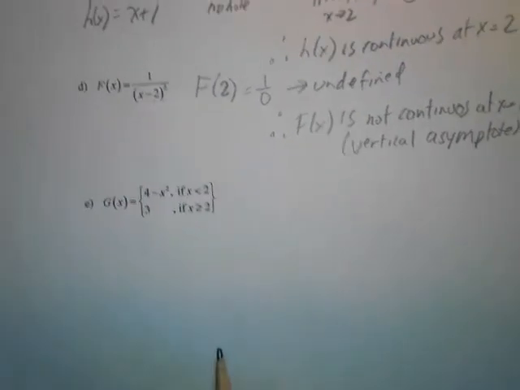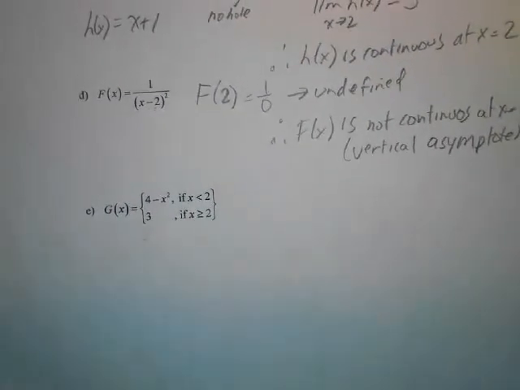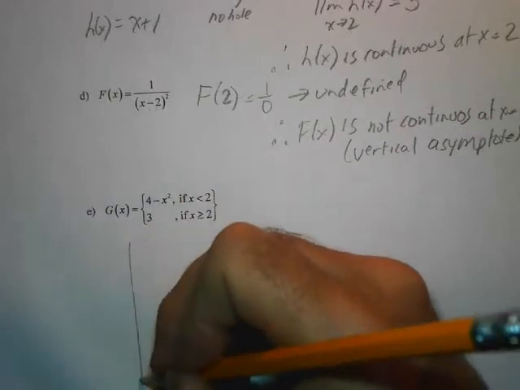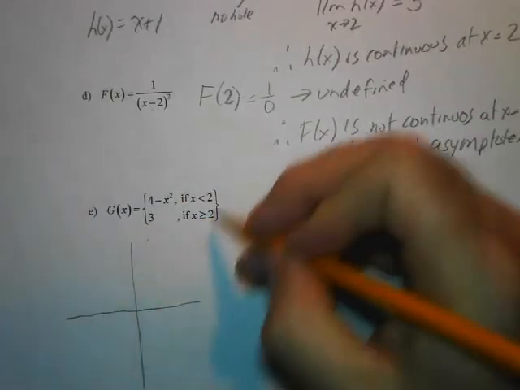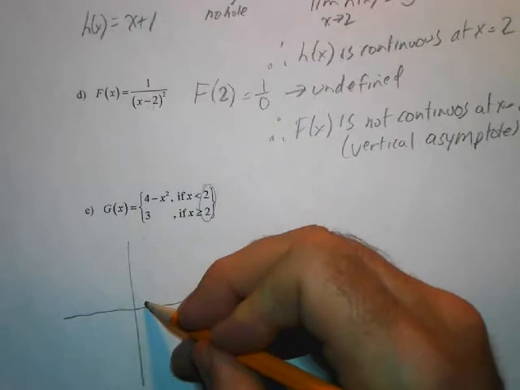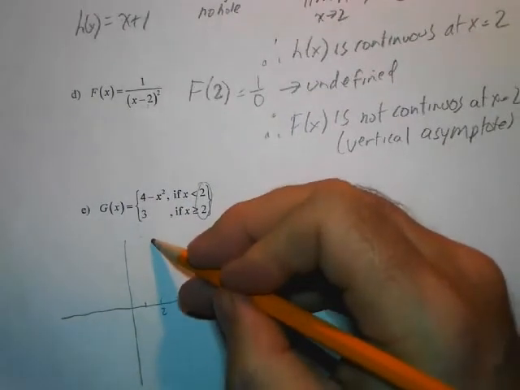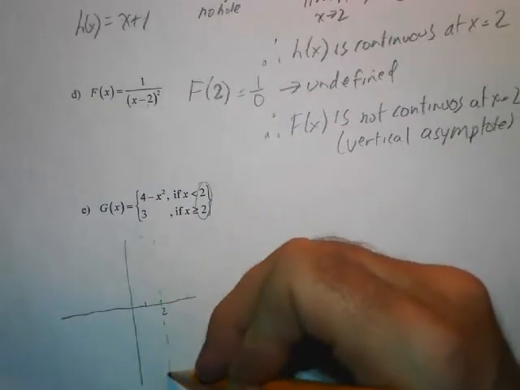So this is our last example. We have a piecewise function. Again, not a bad idea to do a little sketch. Okay, and we're looking at x equals 2. That's where something interesting is going to happen.